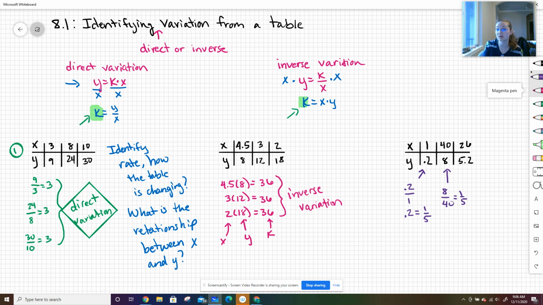So now I just need to grab a calculator and test, is 5.2 divided by 26 also 1/5 or 0.2? When you plug that into a calculator, it's 0.2. So since all of these are 1/5 or 0.2, because those are the equivalent fraction decimal pairings, this is direct variation.